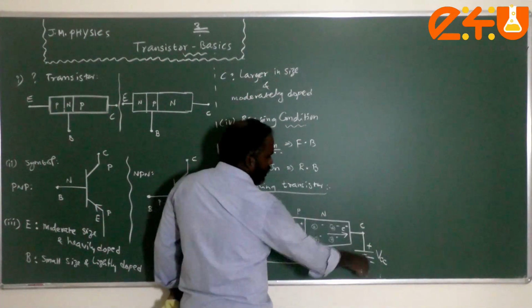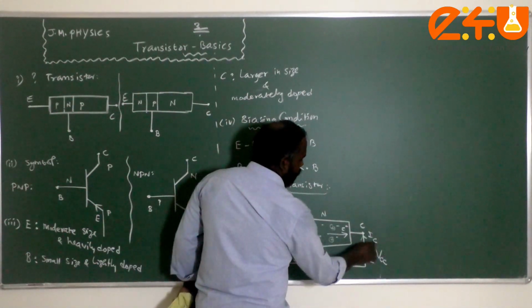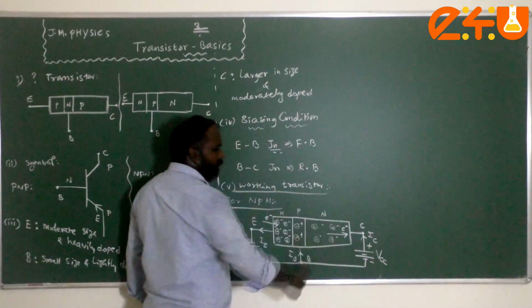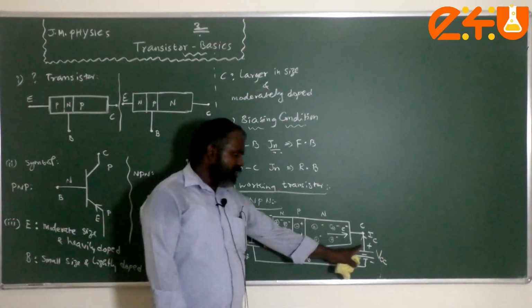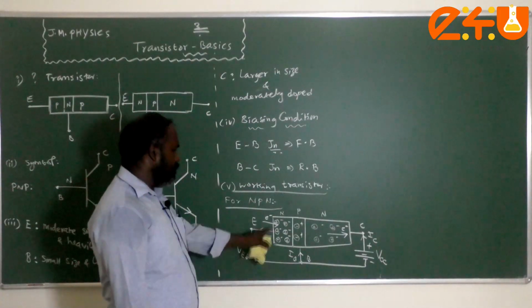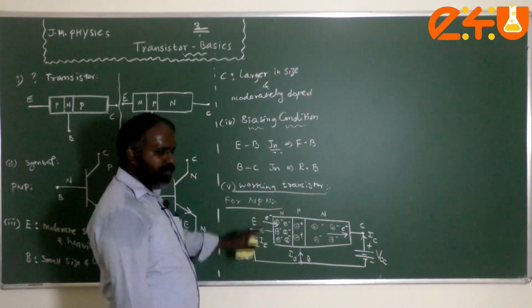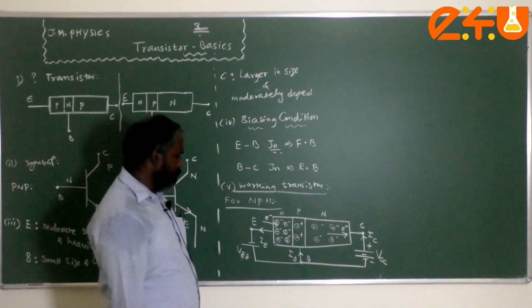We know that this is the direction of the electrons, so obviously this will be the direction of the current, opposite to the electron direction. That is called the collector current. So this is the simple explanation about the working of an NPN transistor. The same analogy you can use for PNP also.